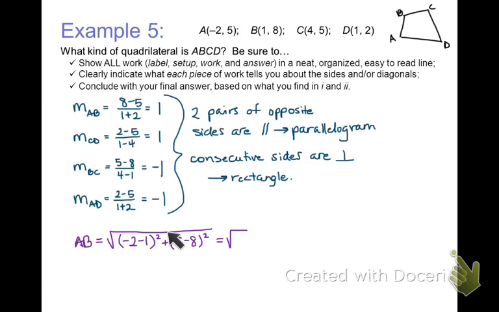Negative 3, square it. 9. So this is 9. Plus 5 minus 8, square it. 9 again. So we have 9 plus 9, which will be 18. Yeah?